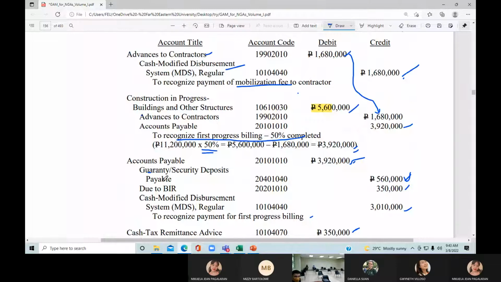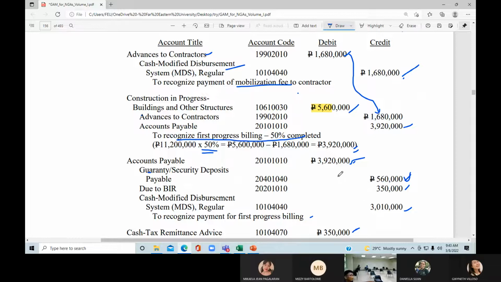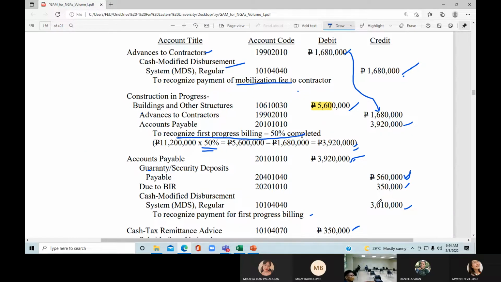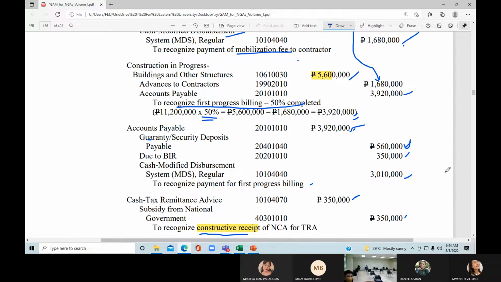Credit. May isa pang credit dito due to BIR. For the taxes withheld, no? Pero hindi ko makuha kung ilang percent yung ginamit niya dyan. 350,000. And yung balance is cash MDS regular 3,010,000. Okay?